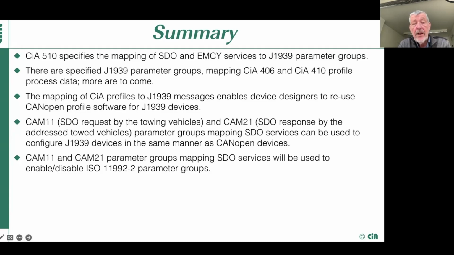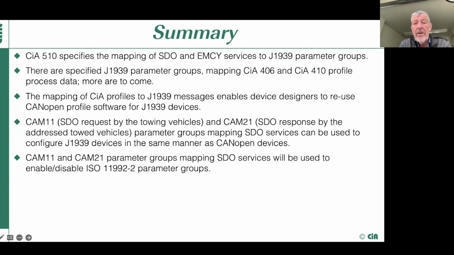The mapping of CiA profiles enables the device designer to reuse CANopen profile software for J1939 devices. This is a very important issue because you don't have to change your already existing CANopen product regarding the application. You just have to provide another application layer, another protocol stack, but the functionality which you have already implemented in an encoder for CANopen is the same as in J1939.